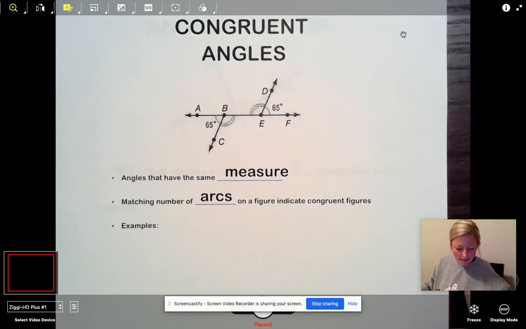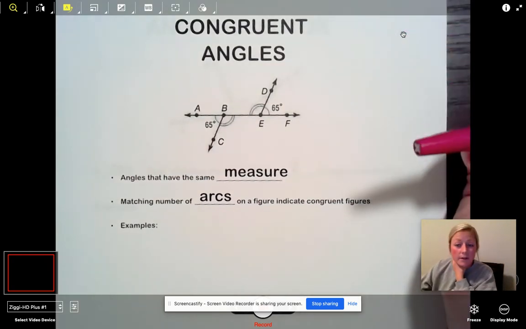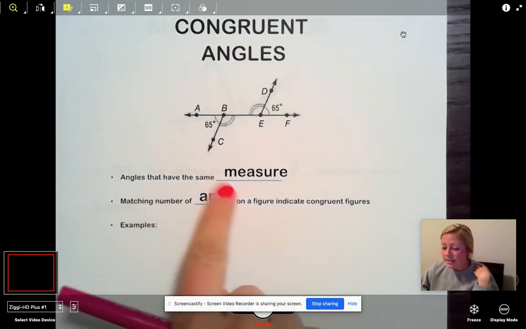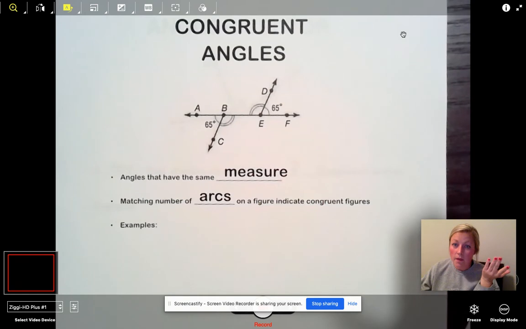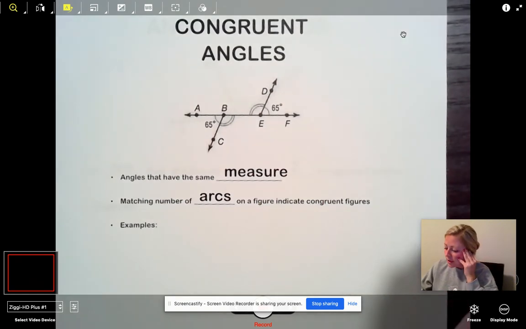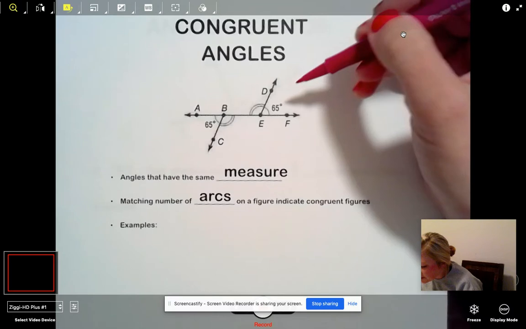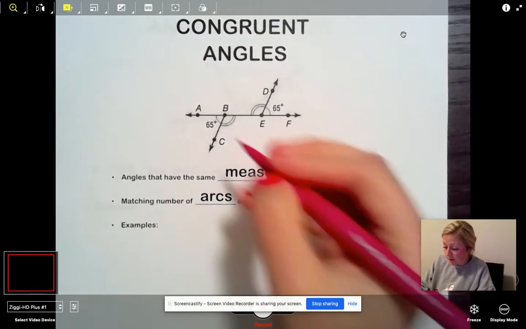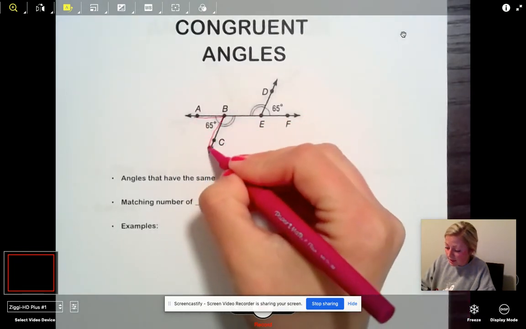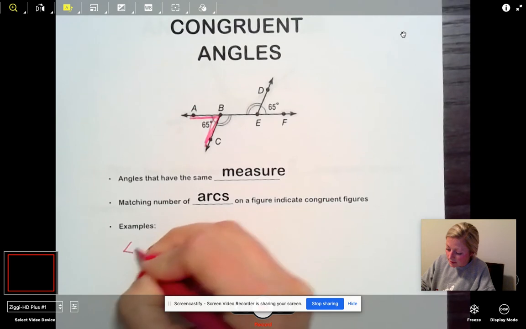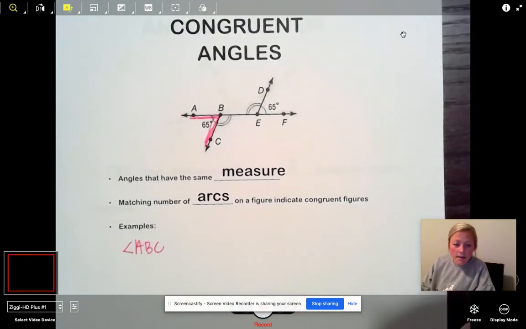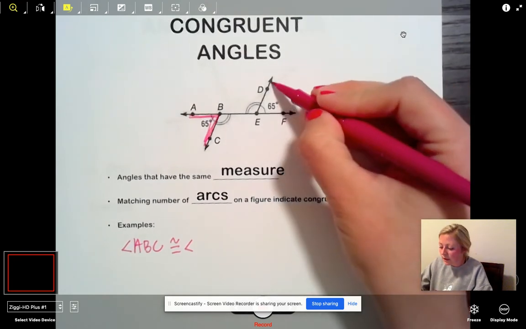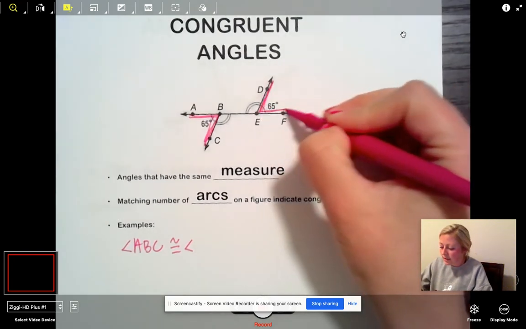Okay, next. Congruent angles, very similar to congruent segments. Congruent angles are angles that have the same measure. Duh, they're the same. That's what congruent means. So like in this example here, let's just use it. So we could say angle ABC, do you guys see how I traced that out, is 65 degrees. So angle ABC is congruent to angle, now where's my other 65 degrees? Oh, right here, trace it out, DEF.